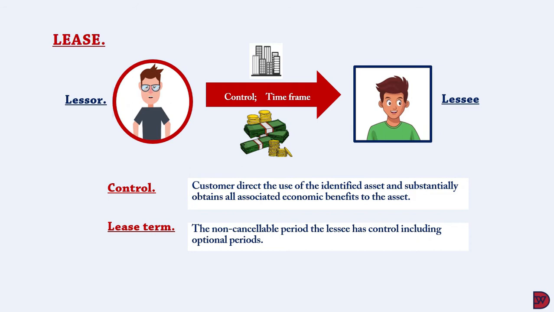Now, an identified asset or an underlying asset is normally explicitly stated in the contract. That will tell you what the asset, what the lease, is centered around. On the other hand, the underlying asset may be implicitly stated at the time when the contract is being signed or the item is being passed on to the customer.